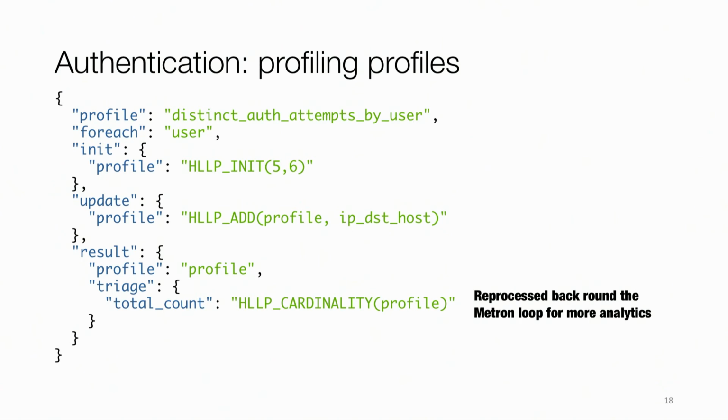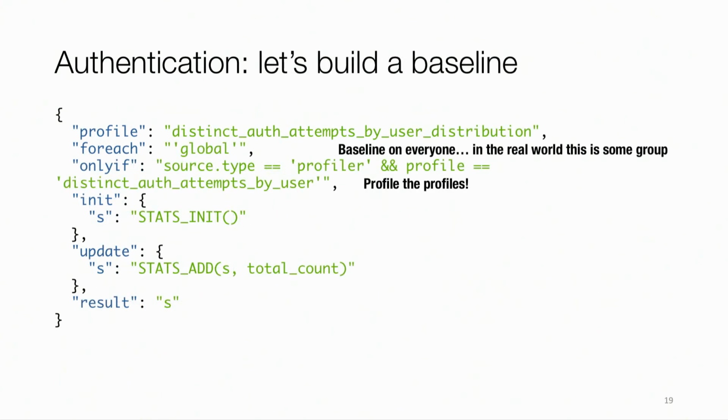So what I do is I add this triage output, and what that does is send the result of my profile back around the loop of Metron processing, so that I can then put it back into the profiler again. So I can profile my profiles to create baselines of that behavior across different groups. That's what I'm doing here.